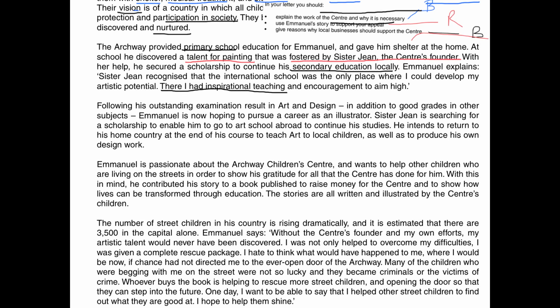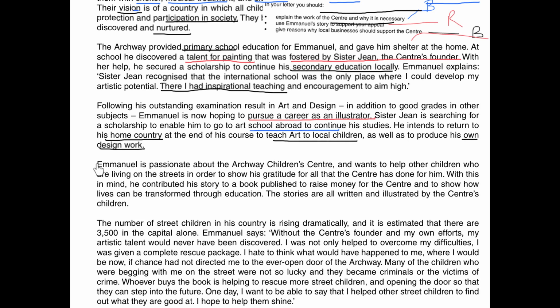So I've got more reasons for businesses to support. They're going to pay for travel to the home country. Why should they do that? Because it's going to benefit local children there, and it's also going to continue to educate him. So I've got lots of reasons there. And then we have some great things about his own story. So after the development of art, he's going to pursue a career as an illustrator. And finally, in that paragraph, part of the job of the centre seems to be to find opportunities abroad, so I'm going to underline that.